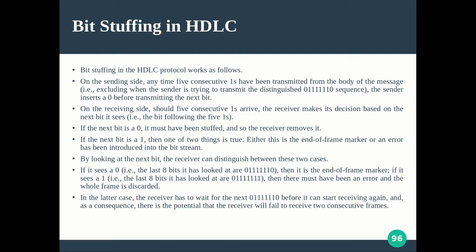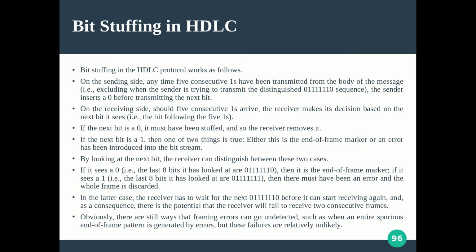Now in the latter case, that means whenever there is an error, the receiver has to wait for another special pattern, 0 followed by 6 ones and a 0, before it can start receiving again. Otherwise, whatever things were coming so far, it will interpret as error and keep on discarding. And as a consequence, there is a potential that the receiver will fail to receive 2 consecutive frames. So it may miss out 2 frames even.